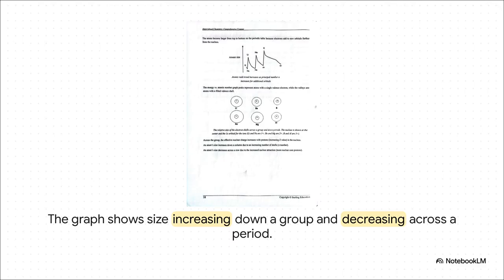Every time you see a huge peak, that's the start of a new row. That's when we add a whole new electron shell, so bam, the atom gets way bigger. But then, as you follow the line across that row, you see it go down, down, down. That's that stronger nucleus pulling everything in tighter, shrinking the atom, until you hit the very end of the row, the valley, where the atom is the smallest.